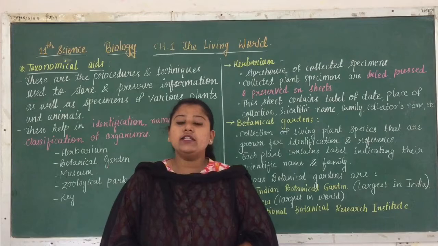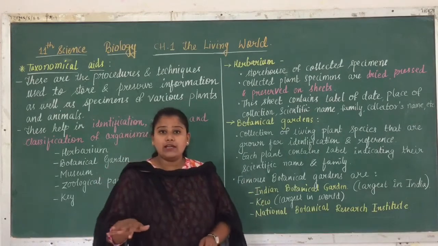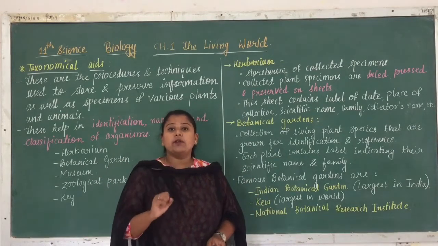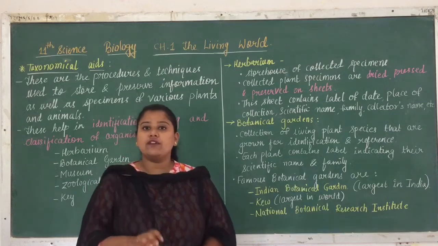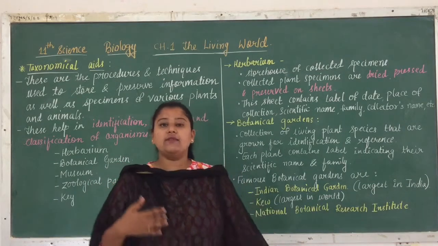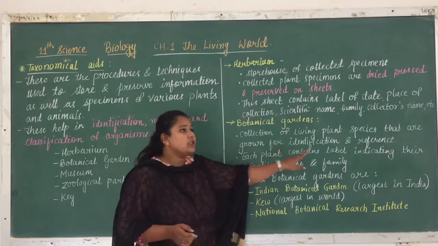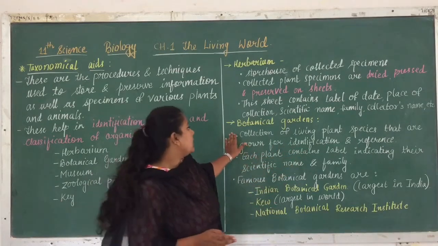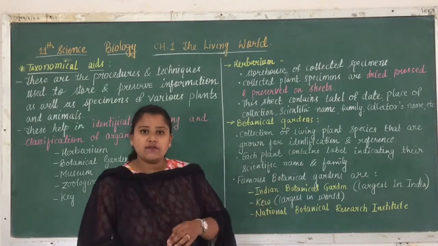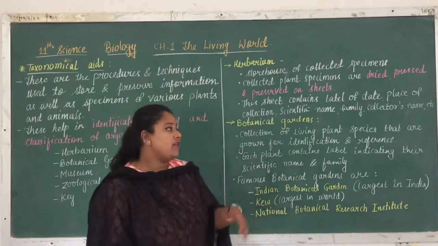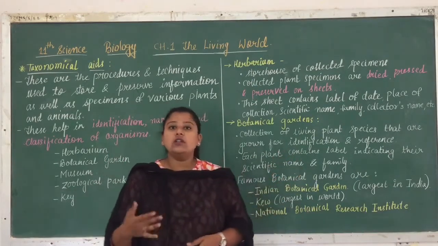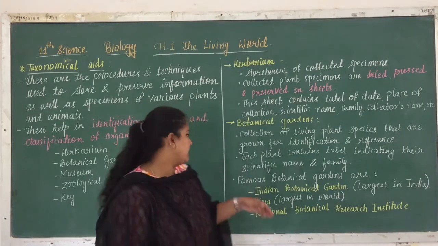In the botanical garden, they grow different types of plants and they give them a particular reference number, and through that reference number we can search for the plant and get the details of that particular plant. So for two purposes the botanical gardens are produced. First is identification and the second is reference. If we get these two things, we can get all the details related to that plant, right?